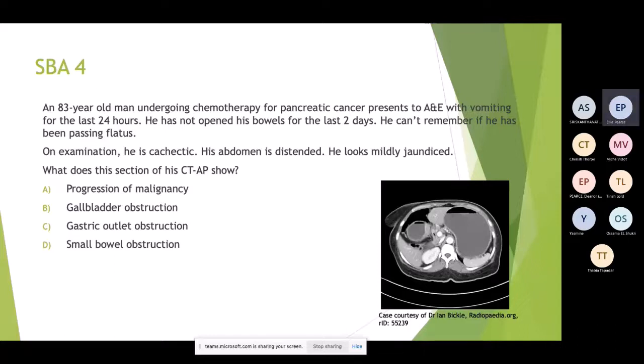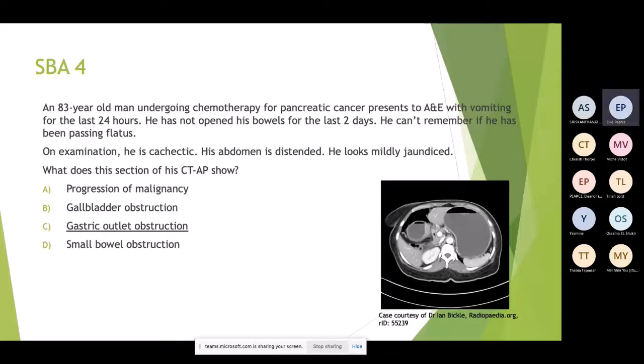Okay, great. So we've got a range of answers for this one. It's actually C. I think it probably would have been more impressive if I'd shown you the image looking straight on, but he has got a massive stomach. That massive thing that you can see there is his stomach. And actually it's so big that the fluid level you can see on the other side as well is also stomach. It's just so big, and that is because he's got gastric outlet obstruction.